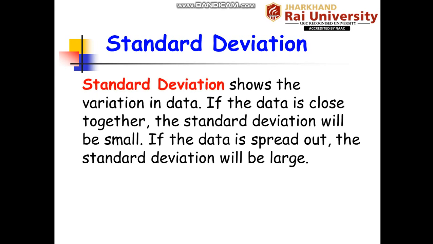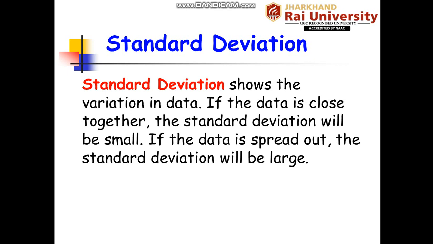And what is the formula of standard deviation? Let us see that. Standard deviation shows the variation in data. If the data is close together, the standard deviation will be small, and if the data is spread out, the standard deviation will be large. So what does it mean, close together and spread out?